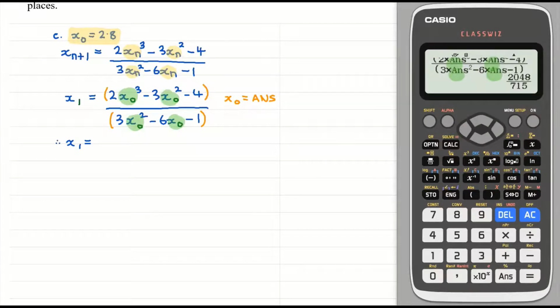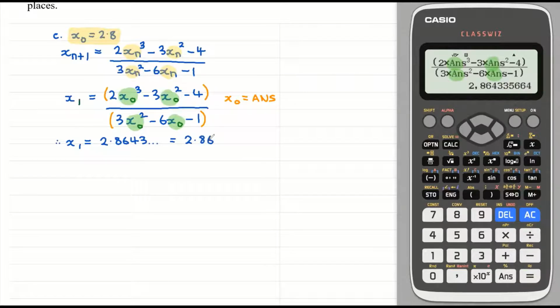Okay, so we've got 2048 over 715. I'm just going to change that into a decimal. So that's 2.8643 dot, dot, dot, which, and we'll give this to 3 decimal places, we have to do two more iterations, but that's 2.864 to 3 decimal places.